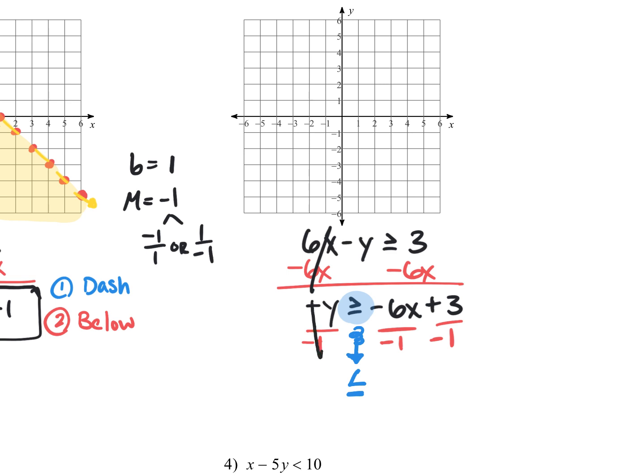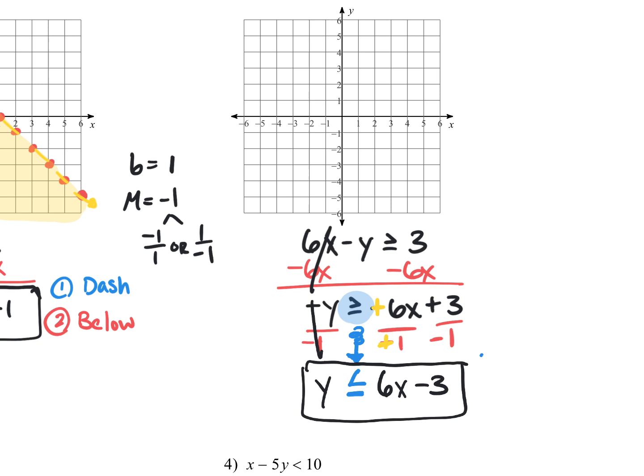Well, negative y divided by negative 1 makes positive y. 2 negatives will always make a positive. So now instead of being negative 6x, it's positive 6x. 3 divided by negative 1 makes negative 3. Guess what we just did? We put it in slope-intercept form.